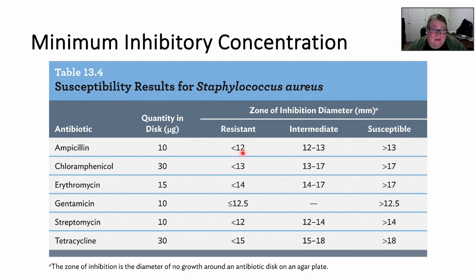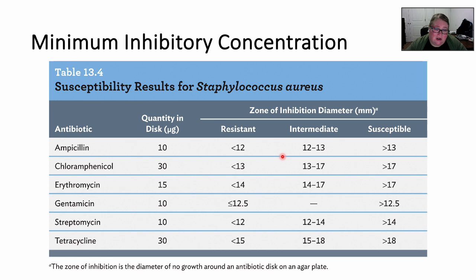Now, if we had a number like 16, well, that's greater than 13, so that makes it susceptible. But if we look here at tetracycline, 16 is going to be intermediate. So it's not resistant, but it's not fully susceptible either.